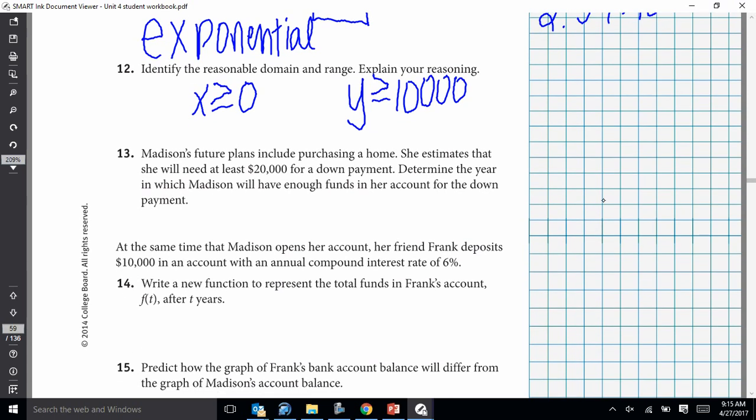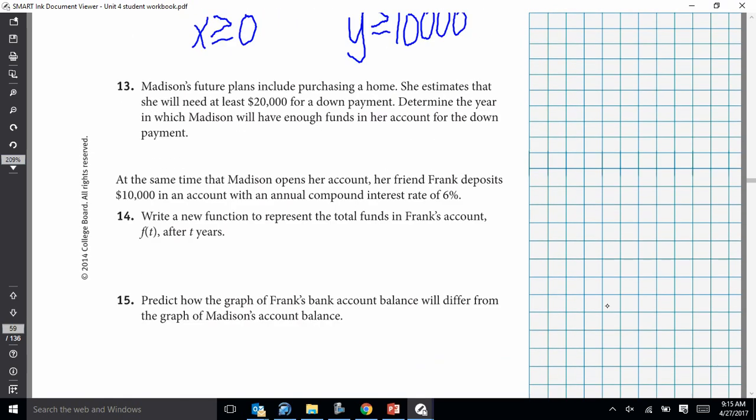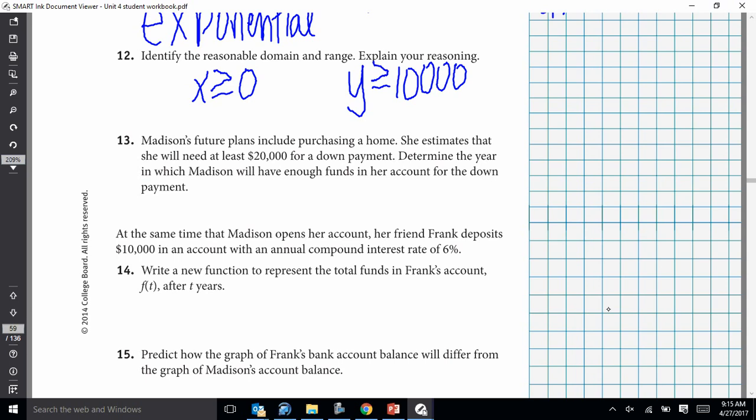So, questions on setting these up? All right, so we will pause there. So let me see.